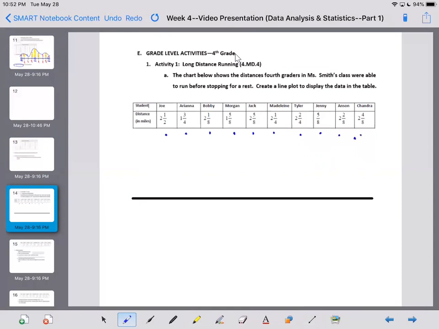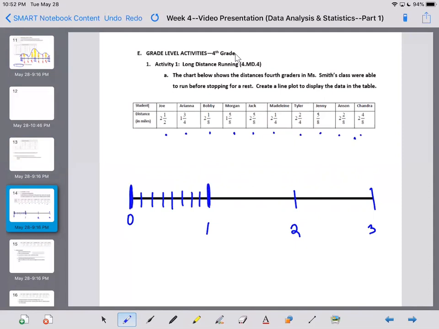So we can make our units go from 0 to 1 to 2 to 3. So that should get everything. And since we see halves, fourths, and eighths, we're just going to make everything out of eighths. So 1/8, 2/8, 3/8, 4/8, 5/8, 6/8, 7/8, and then our whole.